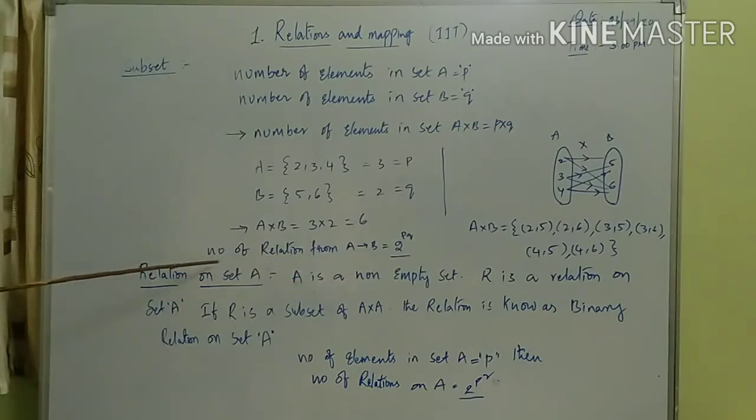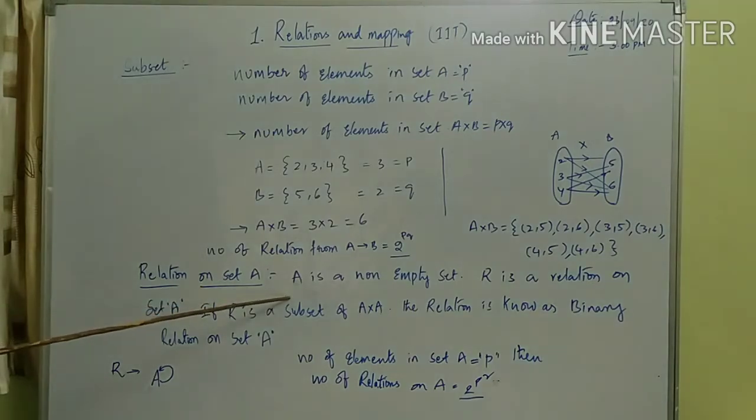So the number of relations from A to B is equal to 2 to the power of P into Q. This is the formula for the number of relations from A to B. Next our subtopic, relation on set A.